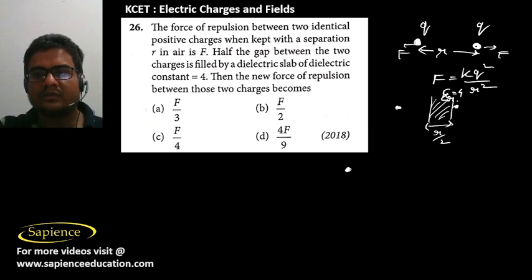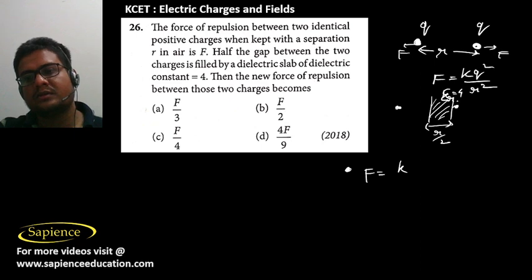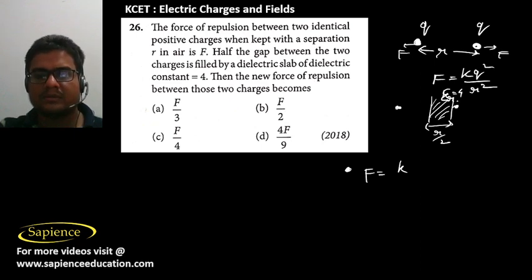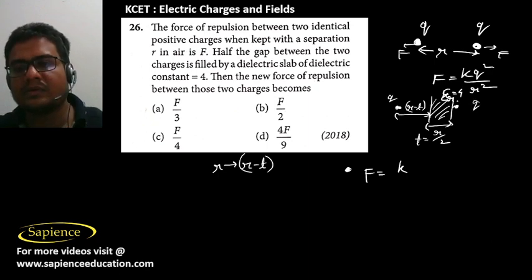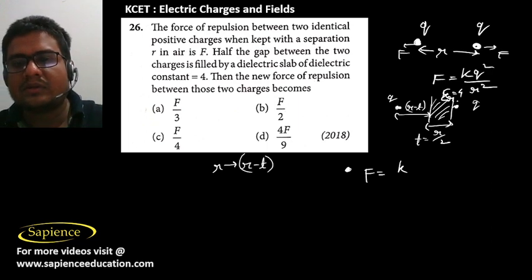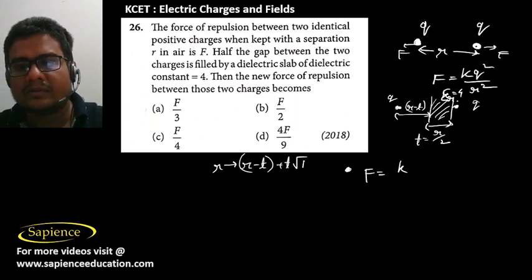So the net force now. If the thickness is t and the dielectric constant is k, then r should be replaced with r minus t, where air is there. Air is there in the region of length r minus t. Then for the thickness t, where we have the dielectric slab, this will be t root k.